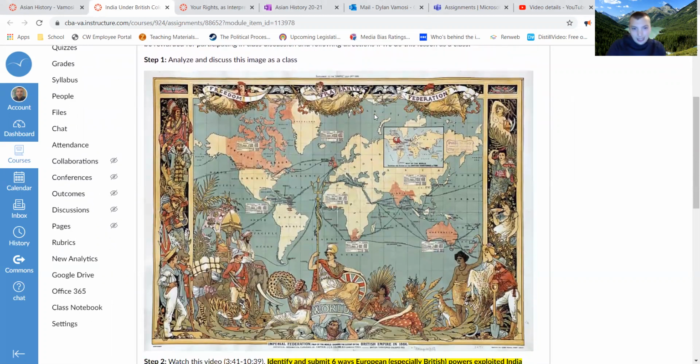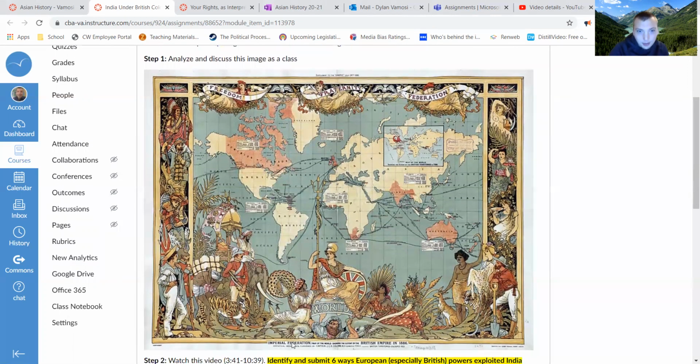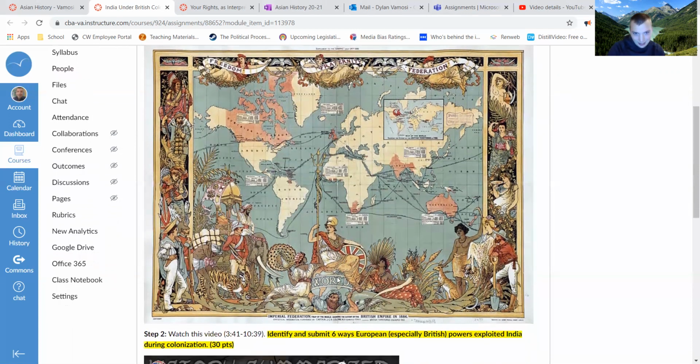So to give a good idea of where things stand in the world, this is, if you can see it, called the Imperial Federation, the British Empire in 1886. So we see on here Britain on top of the world, right? Everybody looking at them from all of the different sides, some people sitting down. Look at all this different imagery, right? Looking at the center of the world, essentially Britain.